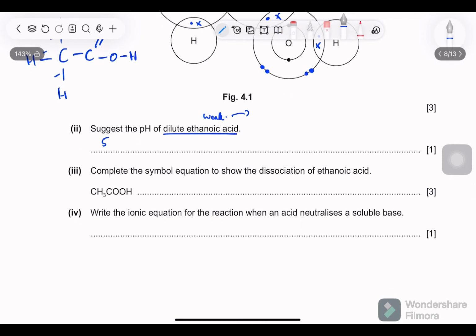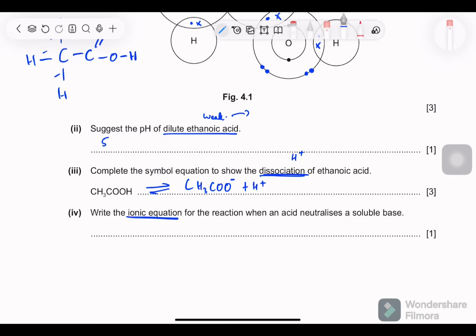Complete the simple equation to show the dissociation. Dissociation means donation of H plus ions. So CH3COOH will dissociate into CH3COO minus plus H plus. This is a reversible reaction, as this hydrogen can be gained again by the acid.